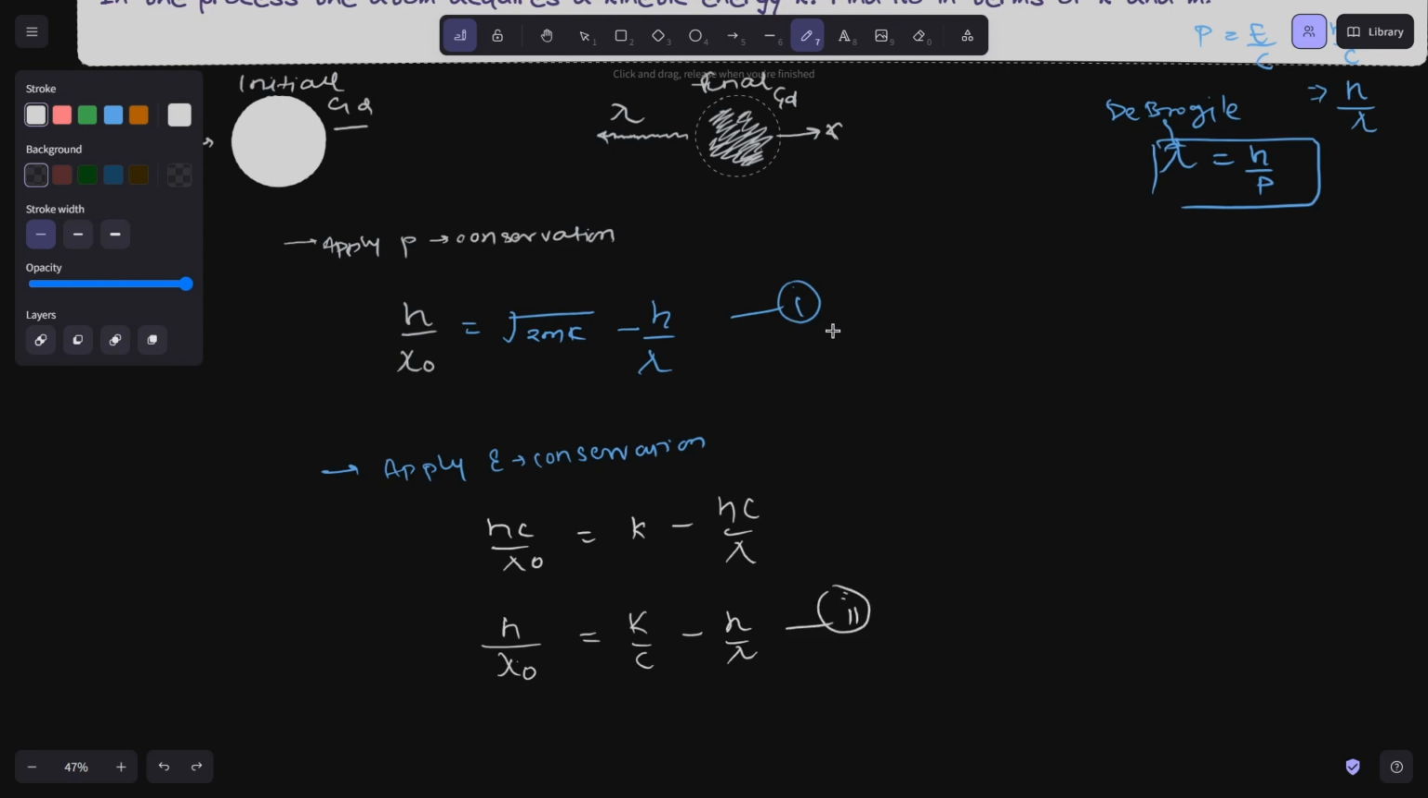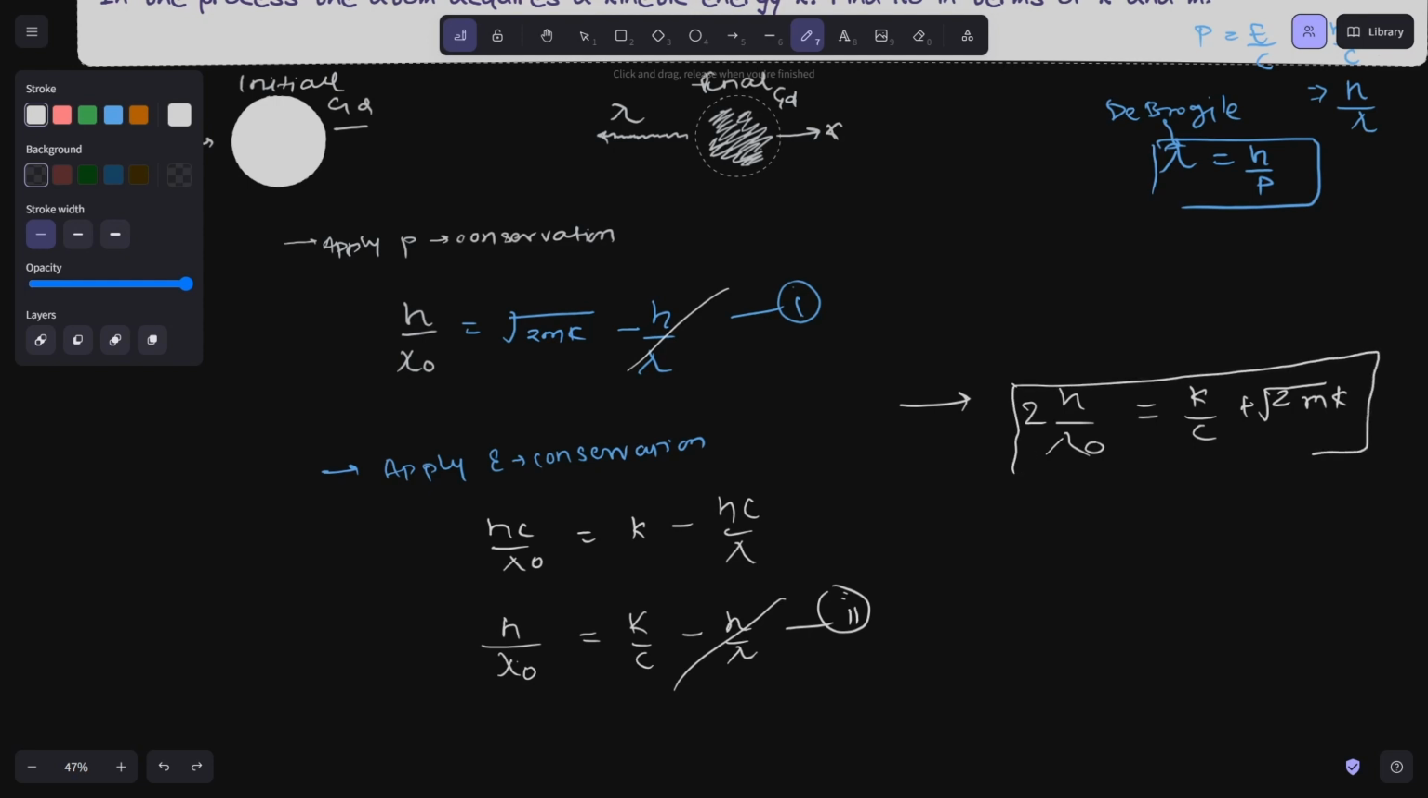Now we see that while adding 1 and 2, the h by lambda terms get cancelled. So we get an equation in terms of lambda naught: 2h by lambda naught is equal to K by c plus root of 2mK. So this is the final answer for this question, as we had to find lambda naught in terms of K and m.